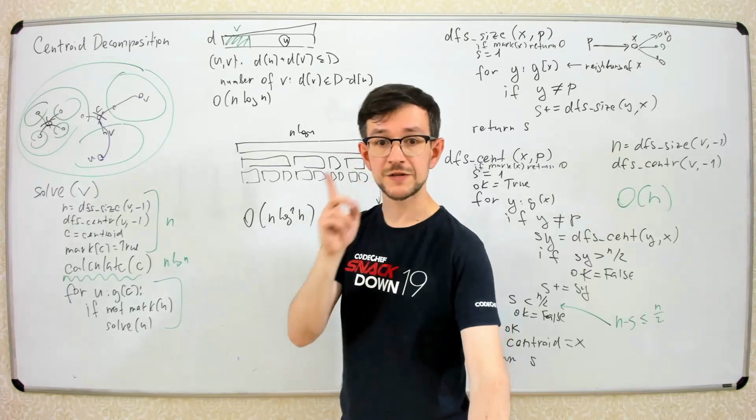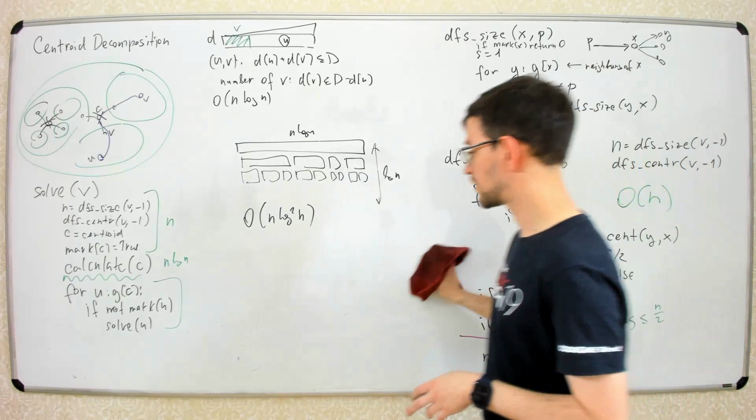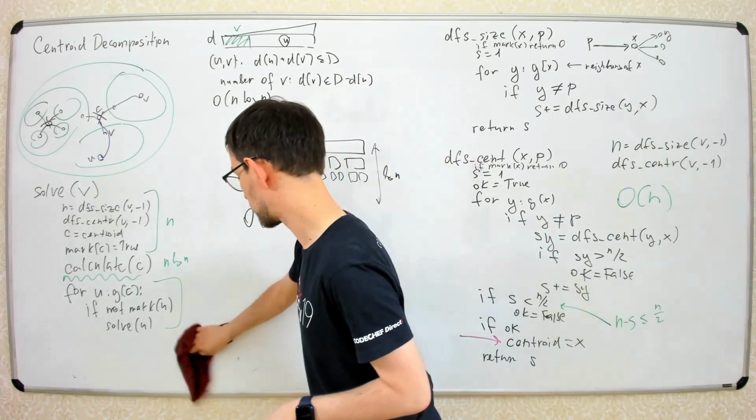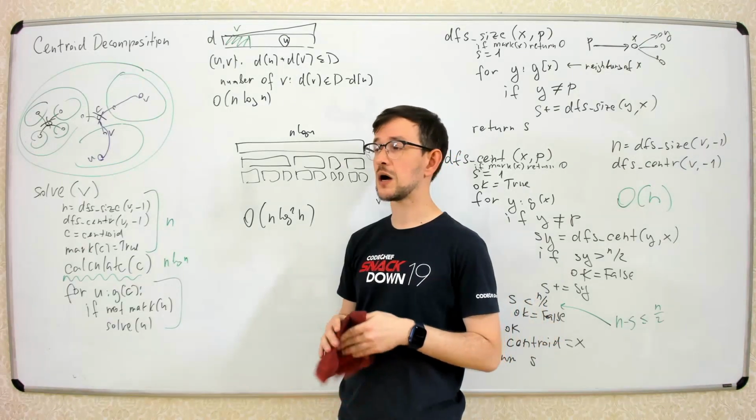Nice. The second type of problem is a little bit different. In the second type of problem, when you use centroid decomposition, is when you need to answer some requests. So you have some queries, and these queries are something like that.